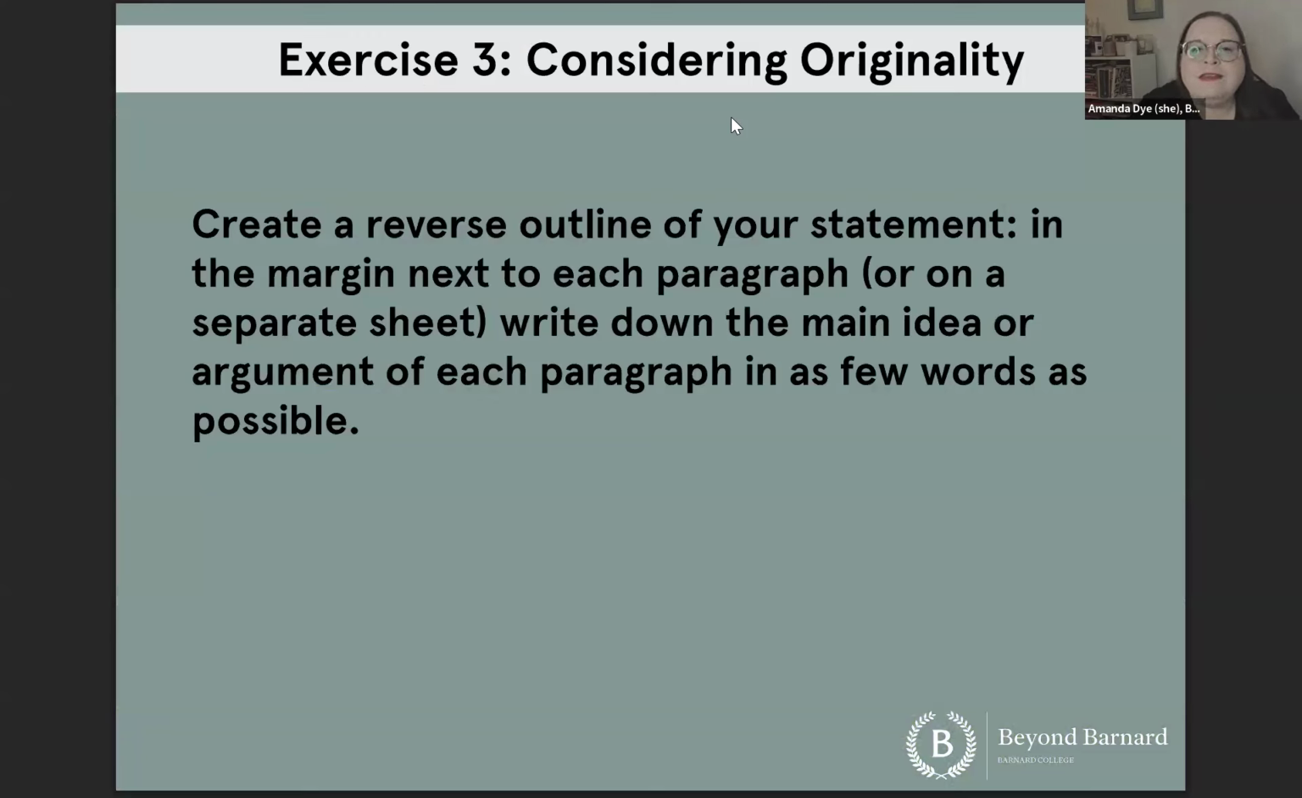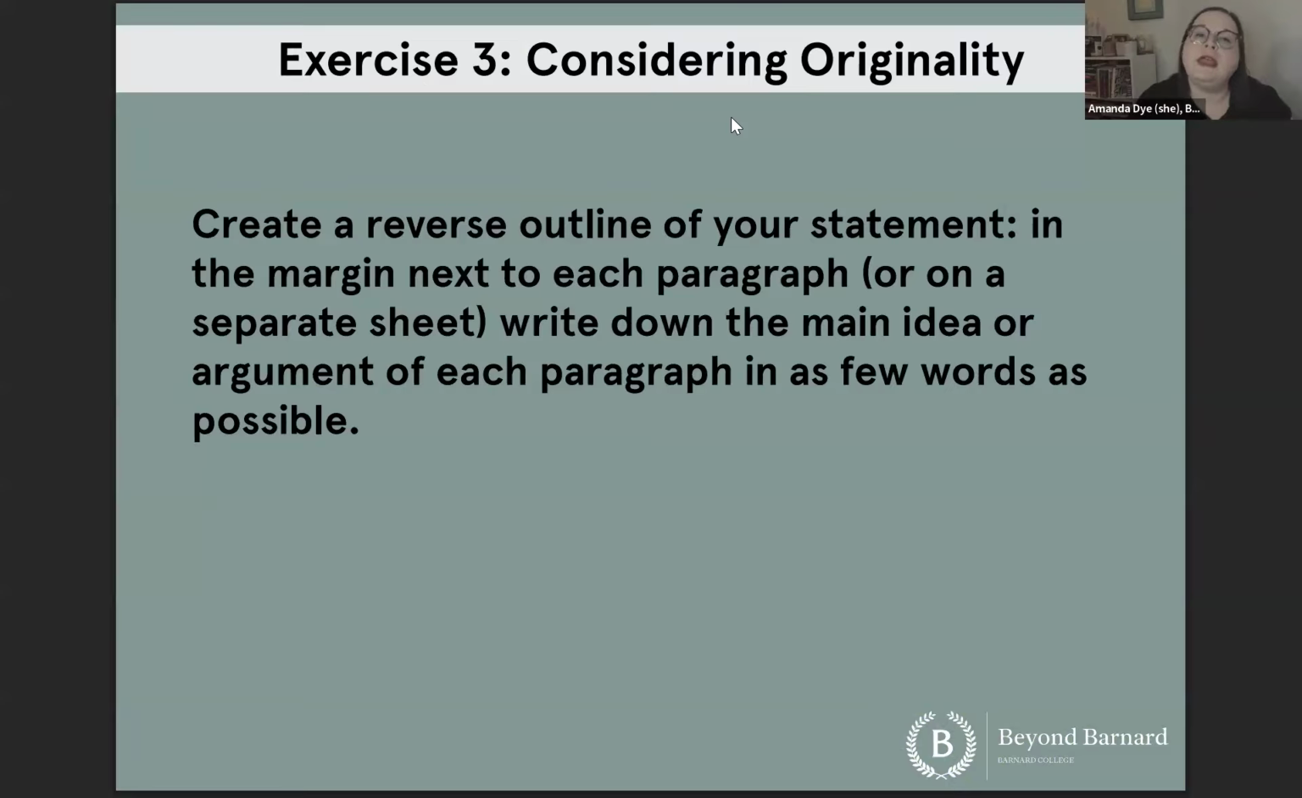Next is, I forgot to update the title of this slide. It's not considering originality, it is a reverse outline. This one I actually really like because it's one that you can do on your own and relatively quickly. It's creating a reverse outline.